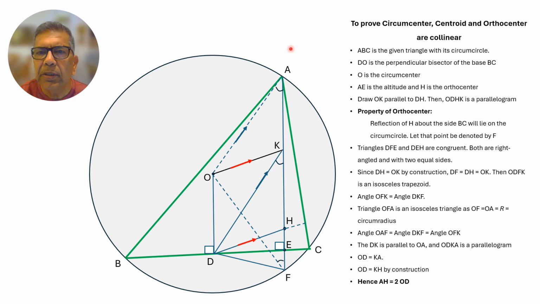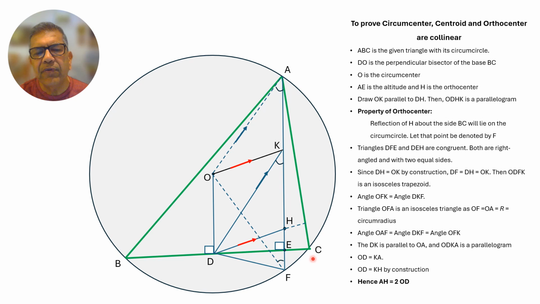Hello, in this video I want to show the 3 points circumcenter, centroid and orthocenter of a triangle are always collinear. This I will prove in 2 steps. This is the first step.